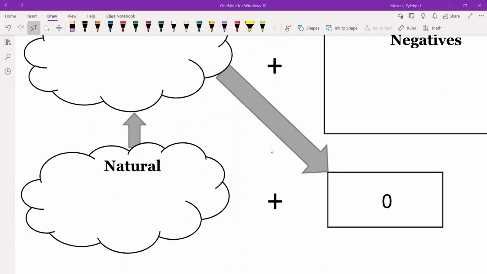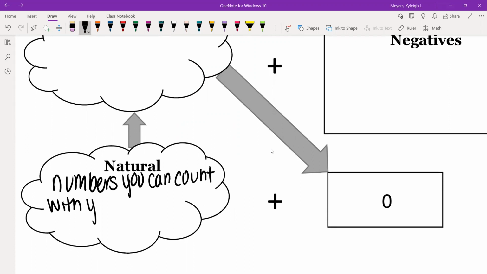Okay, so natural numbers are numbers you can count on your fingers. Examples would be like 1, 20. You can even go up to 4,000, if you really wanted to, right?